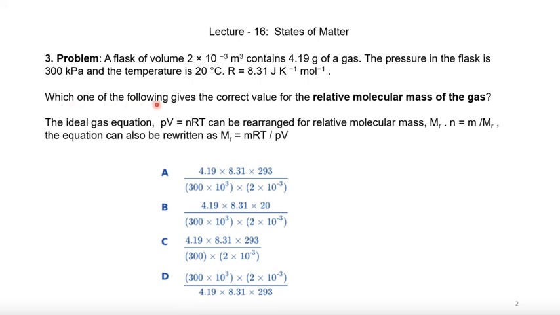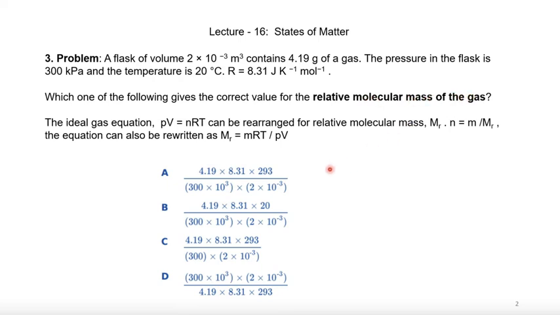It says, which one of the following gives the correct value of the relative molecular mass of the gas? There are four choices, and we have to select the correct one. The problem is this: we have been given the volume of a flask, and in this flask we have a gas of about 4.19 gram. The pressure in the flask is 300 kilopascal, and the temperature is 20 degrees Celsius. The gas constant is given there. Then we are asked to find the relative molecular mass of the gas.